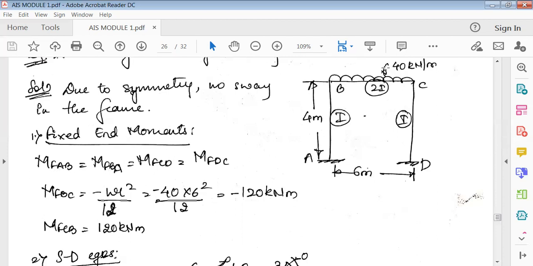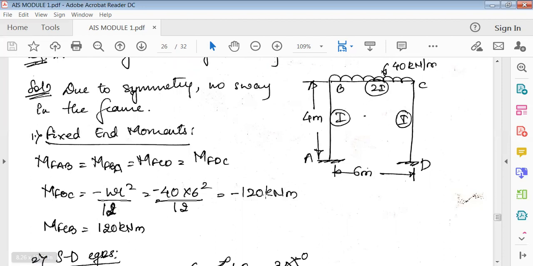Next, MFBC. It is a UDL, so we know MFBC, from B to C, is equal to minus WL square by 12.